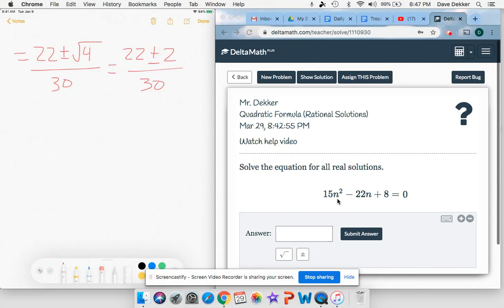At this point, we have two branches. I could have a branch where we say 22 plus 2 over 30, and another branch where we have 22 minus 2 over 30, because remember, it's plus or minus the 2. If I do the first part, I get 24 over 30. If I do the next part, I get 20 over 30.